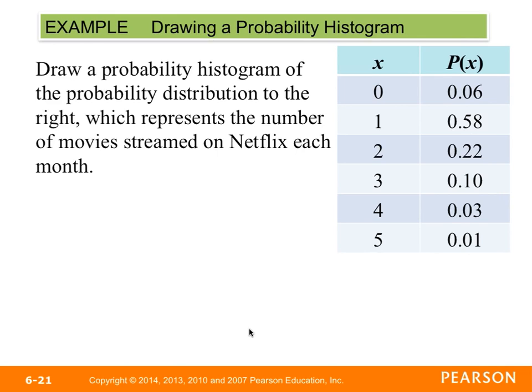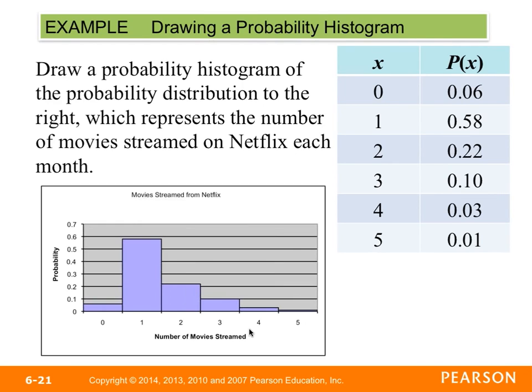So if we want to draw a probability histogram of the probability distribution to the right, which represents the number of movies streamed on Netflix each month, what we would do is we'd put our values 0 through 5 along the bottom, and we'd label them number of movies streamed. We have a chart title as well, movies streamed from Netflix. And then along the side, we put the probabilities. You could either have them as decimals or percentages. I think either would be fine. And then you just plot it as far as it goes.